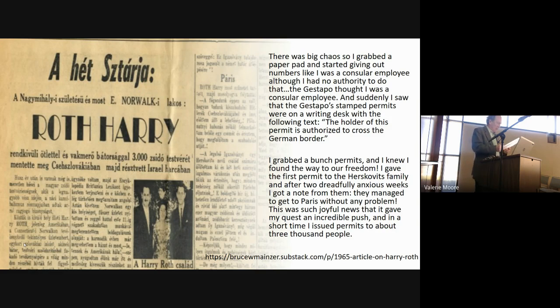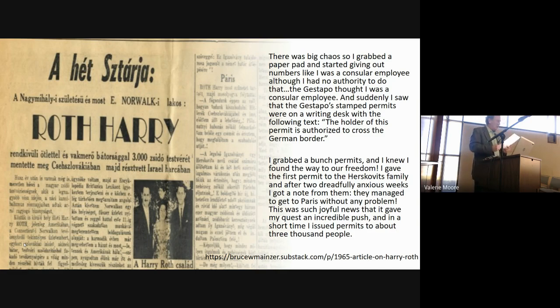Our main problem was that we did not know how to get out of Hitler's Czechoslovakia, and here the opportunity presented itself. Without any hesitation, I grabbed a bunch of permits and I knew I found the way to our freedom. I gave the first permit to the Herskovitz family. That was really remarkable to read this.